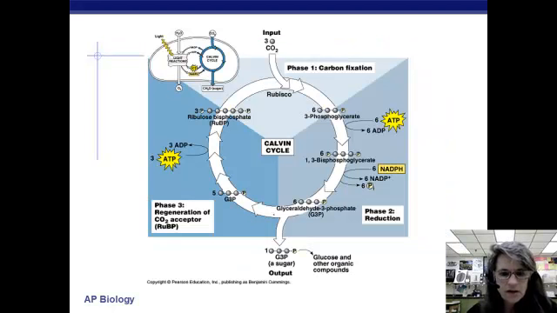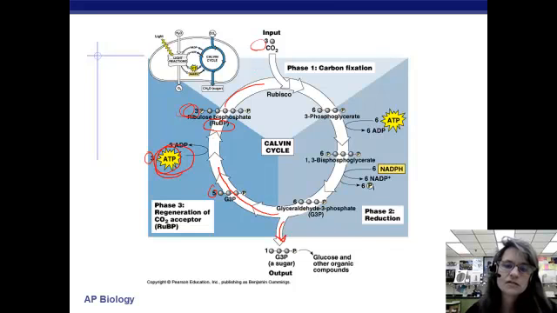So if you look, here's our 1 G3P that came out and is going to go make glucose. The other 5 are going to go up. We're going to add some ATP, 3 of them, and we're going to make 3 molecules of RuBP, which are going to go and accept 3 molecules of CO2 from the atmosphere. So we complete the cycle and we're ready to go again. So if you'll note, that's 6 ATPs, 6 NADPHs, 3 ATPs.